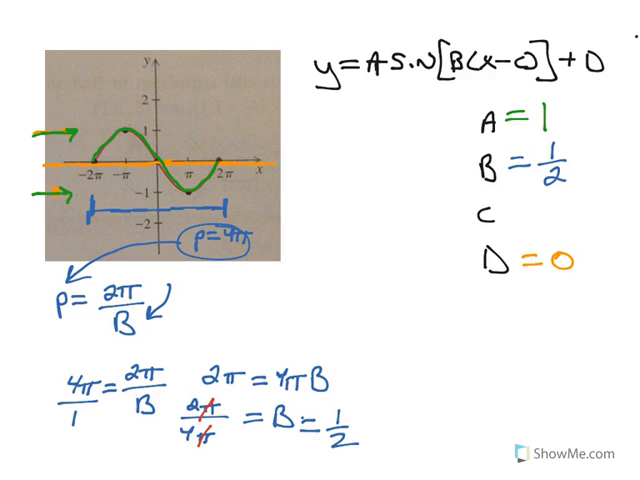And the last part is the phase shift. So we know that a normal sine function starts at the origin. It looks like this one, the starting point went back, negative 2 pi. So your c value is going to be negative 2 pi.